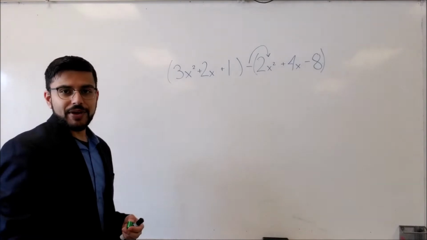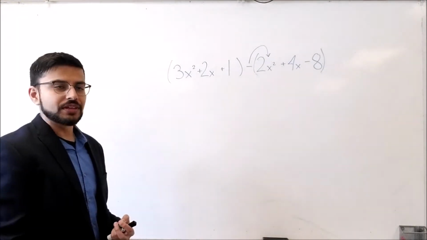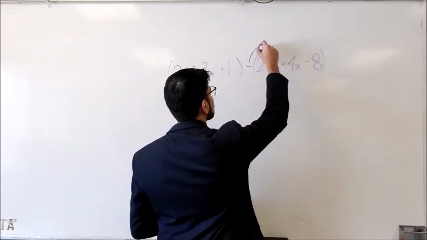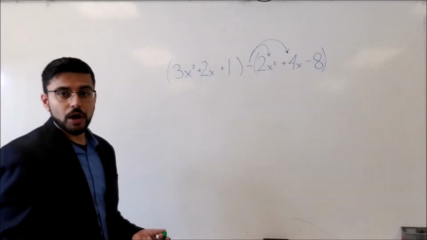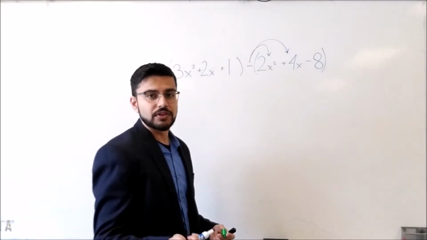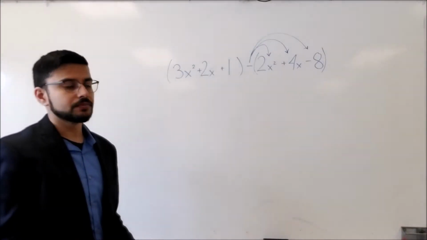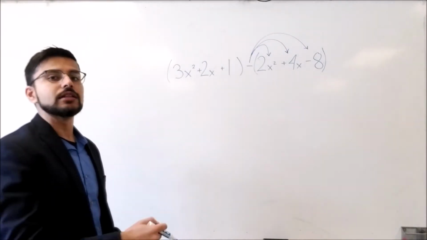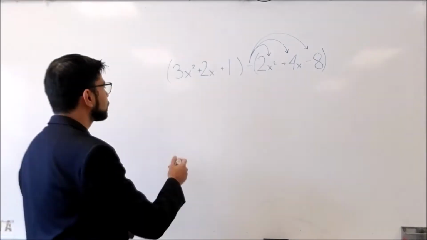So that negative has to be distributed into everything in that polynomial. So that includes that 2x squared. That includes the positive 4x. And that's also going to include the negative 8. And if we were showing our work, we would have to rewrite everything, including the distribution step.